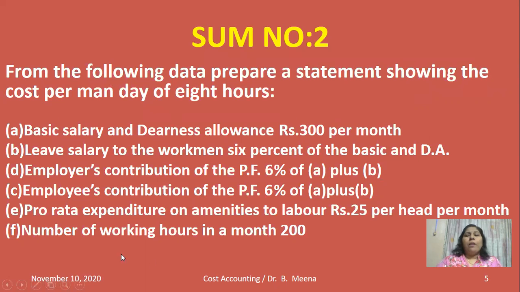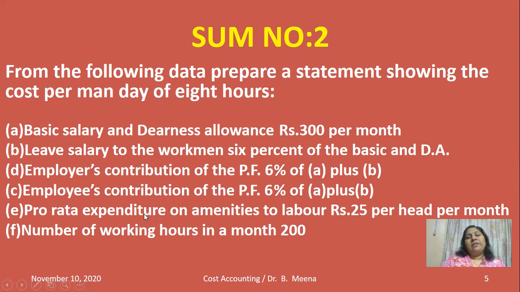Let me check one more problem. From the following data, prepare a statement showing the cost per man day of 8 hours. Same question. Basic salary and DA 300 per month. Leave salary to the workman 6% of the basic and DA. Employer's contribution to the PF 6% on the summation of A and B. Employee's contribution is given, which is irrelevant. We will ignore this item.